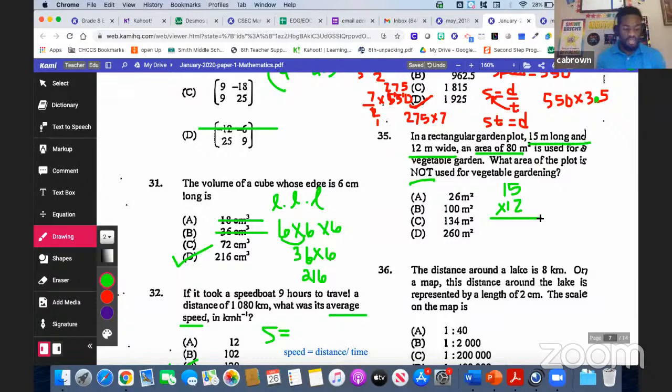So we're going to be finding 15 times 12. 2 5s are 10, carry 1... So this is 180. But the question says that the rectangular garden plot is 15 meters long and 12 wide. An area of 80 is used for the vegetable garden. We need to find out what portion is not used. So we need to subtract that 80 from our 180, which means that it is B, which is 100.